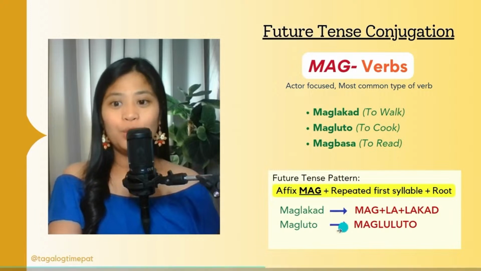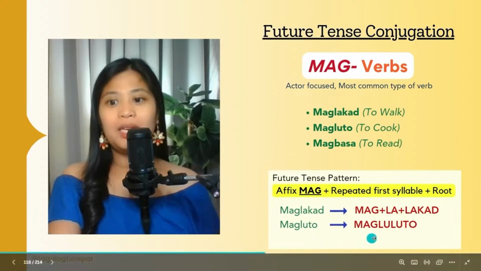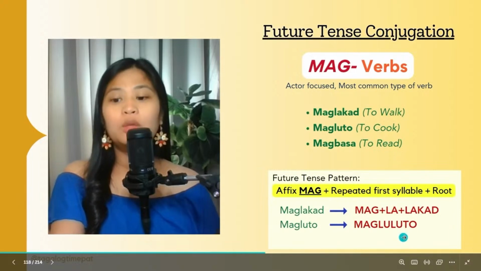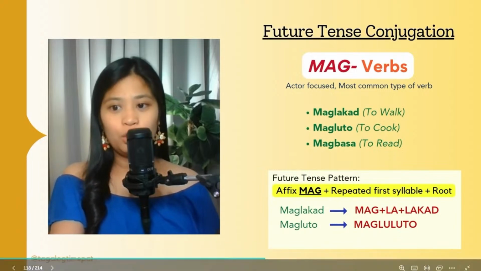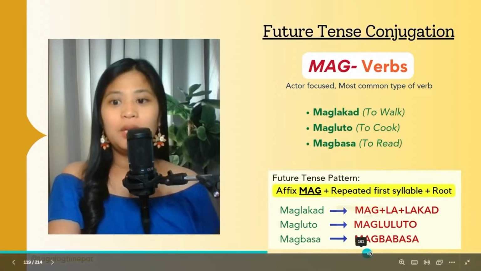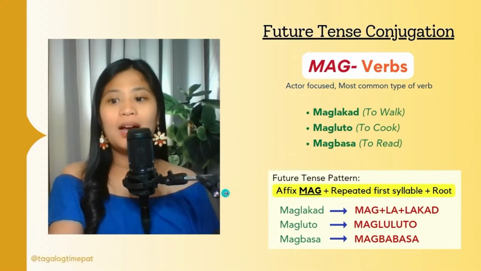Magluto, to cook, in the future tense will be magluluto. Again, the affix is mag, then there's the repeated first syllable, and then the root. Magluluto sila, they will cook. Lastly, magbasa, to read, becomes magbabasa. Magbabasa ako, I will read.